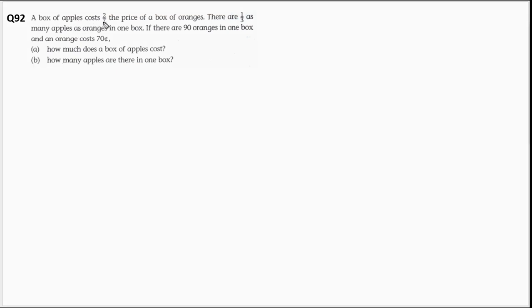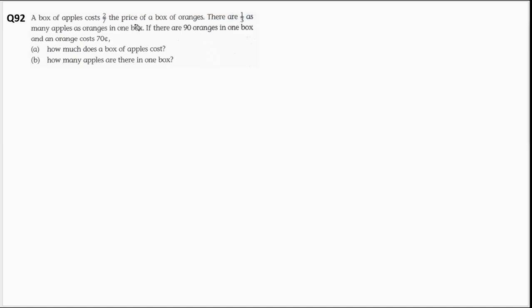A box of apples costs 2/7 the price of a box of oranges. There are a third as many apples as oranges in one box. If there are 90 oranges in one box and an orange costs 70 cents, we're asked how much does a box of apples cost and how many apples are there in one box?